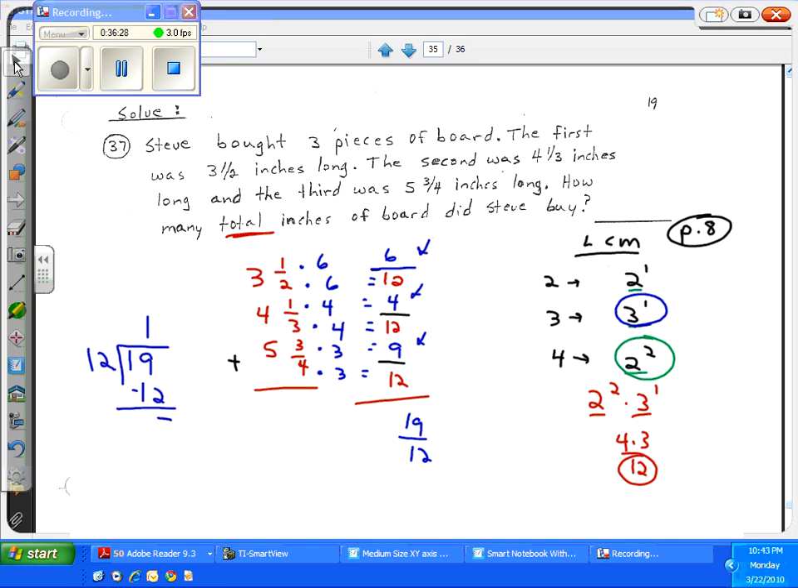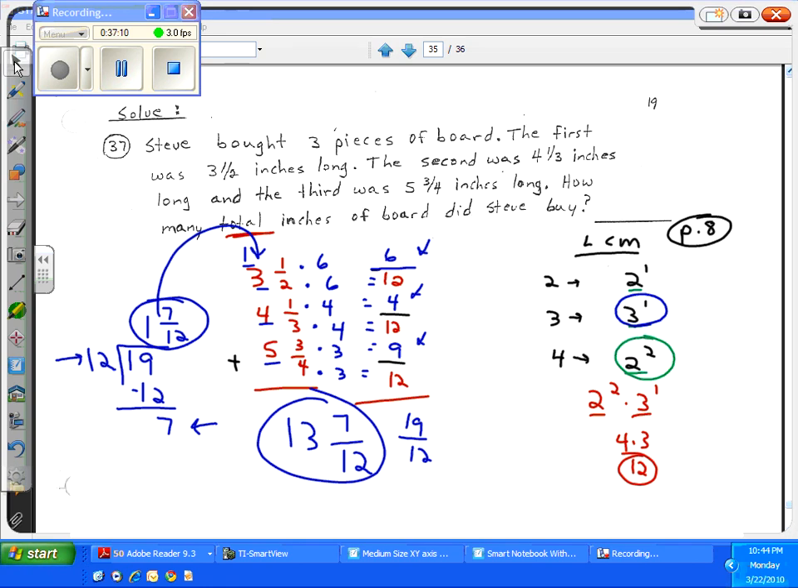It will go one time. You get 12 with 7 left over. You put the remainder 7 over the divisor 12, and so you have 1 and 7/12 inches. So we're going to take that 7/12. We're going to take the 1 from that and carry it over to the whole number section. So we have 3 plus 1 is 4 plus 4 is 8 plus 5 is 13. So we end up with 13 and 7/12 inches, which we know 12 inches is a foot. So we could say 1 foot 1 and 7/12 inches.